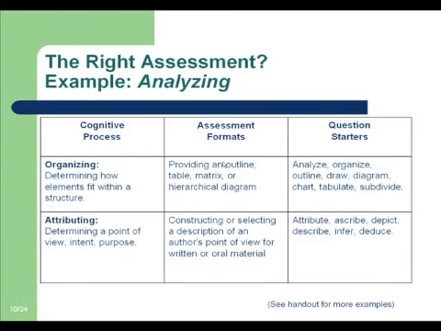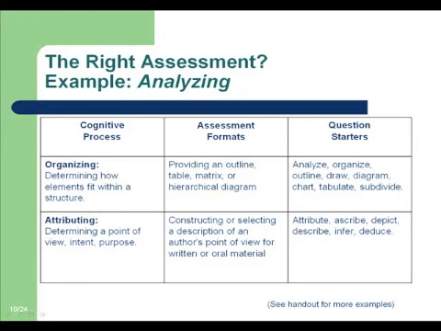Now let's look at another level of the revised Bloom's taxonomy associated with the cognitive processes of analyzing. Now, there's a number of different ways students can demonstrate their ability to analyze information or knowledge. One is by organizing it, determining how elements fit within a structure. If you want students to be able to demonstrate they can organize information, you would ask them to provide an outline or a table or a matrix or some sort of hierarchical diagram of the information. Question starters could include analyze, organize this, outline it, draw it, diagram it, chart it, tabulate, or subdivide.